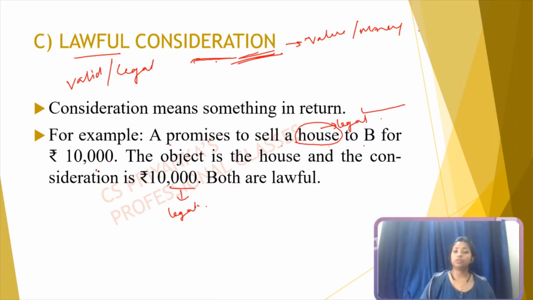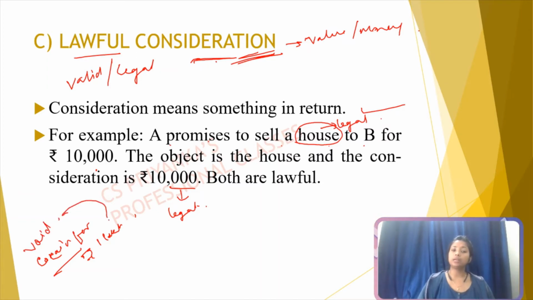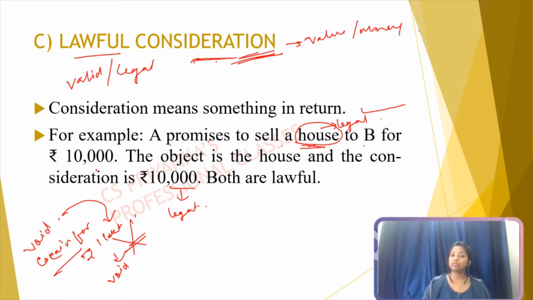So both are lawful. If I say A wants to sell cocaine, which is a banned product, for rupees 1 lakh, then the object is void or illegal, and immediately the consideration will also become void or illegal. This contract will become illegal or invalid. Okay. So here, a house is not an illegal property. So the house is legal and also the consideration is legal. In that case, both are lawful. You have to keep in mind while preparing the contract that the object and the money or consideration should both be lawful or legal.